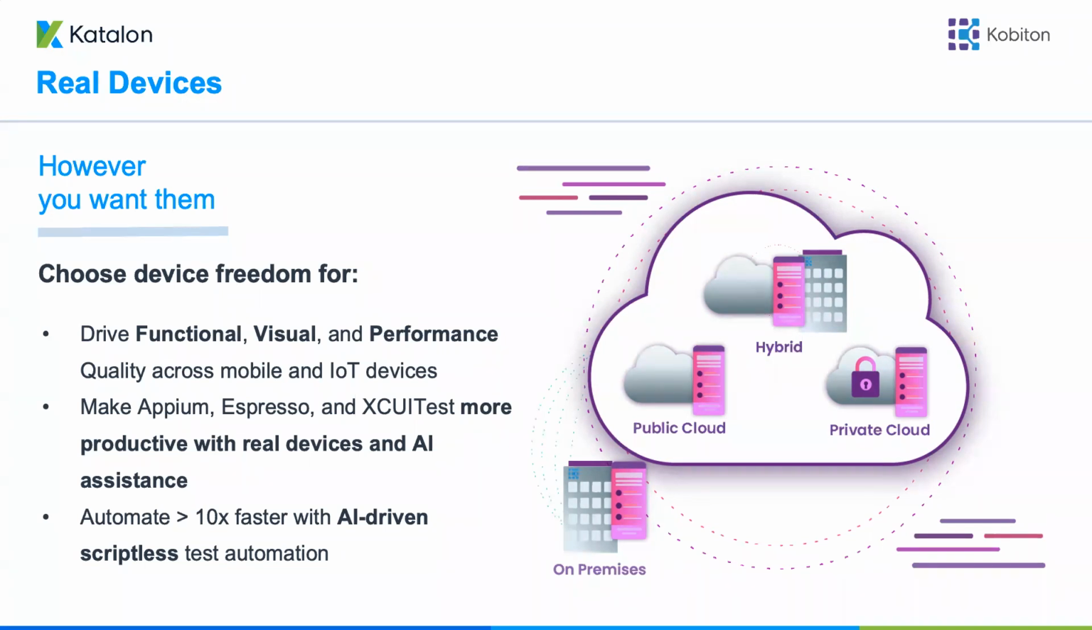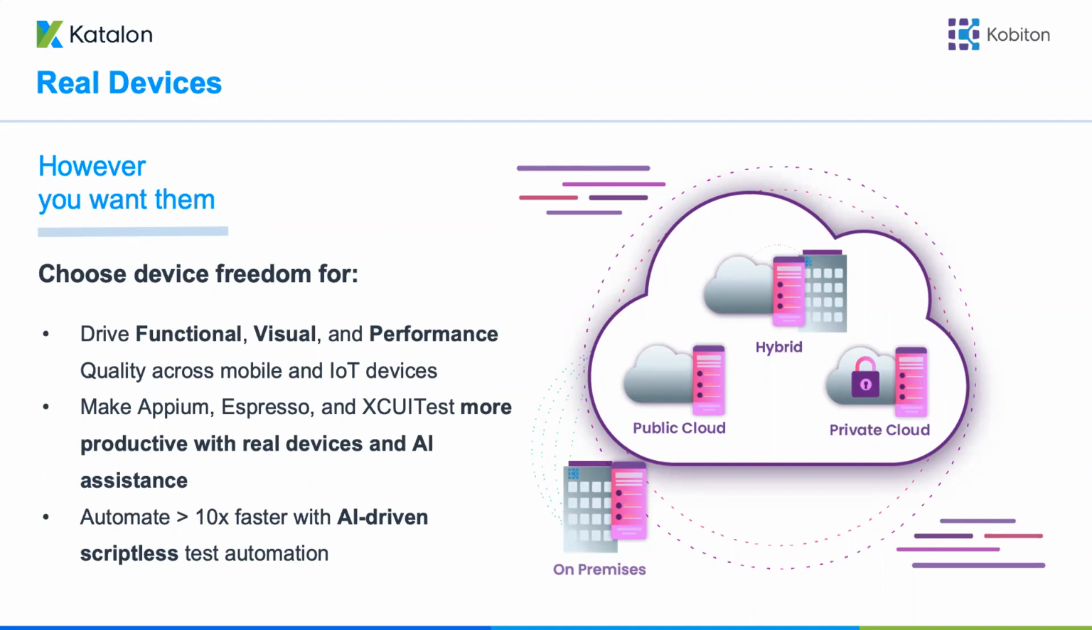And so you would be able to drive, again, the first point, the functional, visual, and performance quality across those mobile and IoT devices. So really being able to take the intelligent quality suite and find potential discrepancies across those functional tests. If you want to understand how an application is performing, leveraging the performance features of Kobiton and starting to understand all of that information.